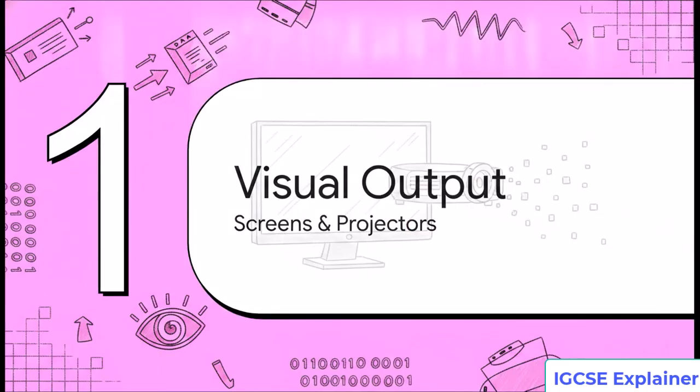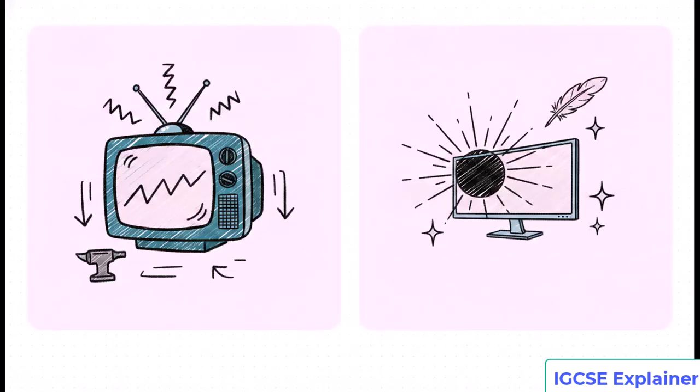All right, let's jump right into section 1, visual output, screens and projectors. We're kicking things off with a classic hardware comparison. CRT monitors versus LCD and LED screens. And wow, the trade-offs here are pretty stark. Cathode ray tubes, CRTs, are super heavy. They actually create a physical weight hazard, they run hot, they eat up a ton of power, and they can even cause this flickering effect that leads to pretty severe headaches.